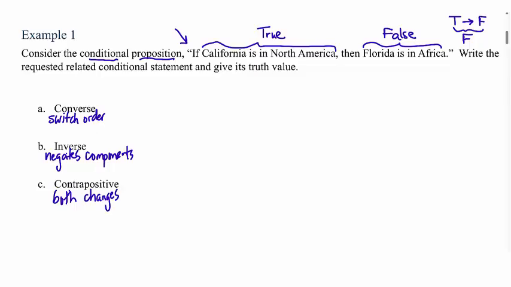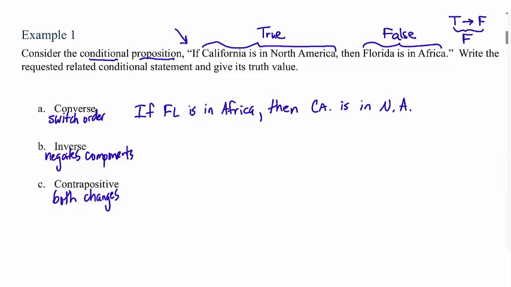So the converse would be the same wording, but with the first and second components, the hypothesis and conclusion, flipped. So we could say if Florida is in Africa, then California is in North America. That's the converse of the original conditional because the order is flipped.